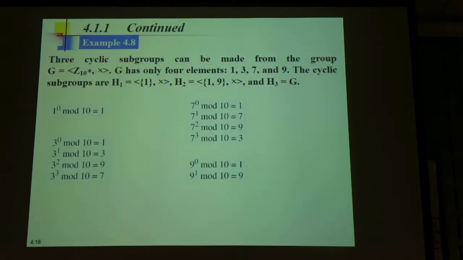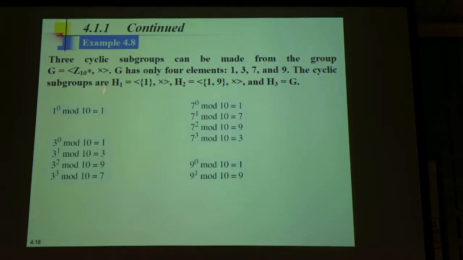So, 3 cyclic subgroups can be made from the group Z10. You know, the members that have inverse, right? With the multiplication. So, what are the elements of this group? 1, 3, 7, 9. We have learned it from previous lecture, right? Only 4 elements, not 10. Only 4 elements. So 1 and 3 and 7, they have multiplicative inverse.